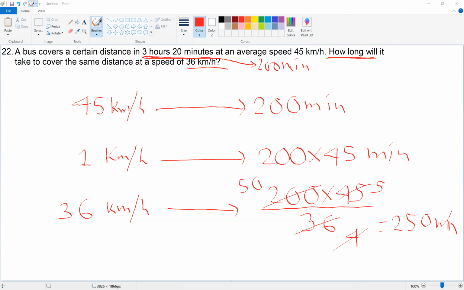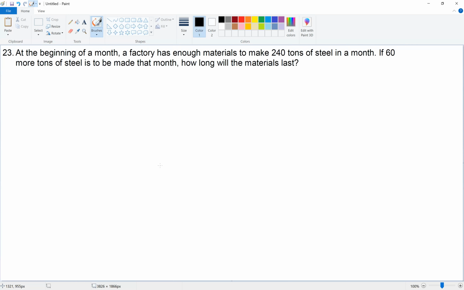Next, Nina. I didn't do this question. Read the question. At the beginning of a month, the factory has enough materials to make 240 tons of steel in a month. If 60 more tons of steel is to be made that month, how long will the materials last? Do you understand the question? Not really. So this many tons in a month, 60 more tons, that means 300 tons, right?